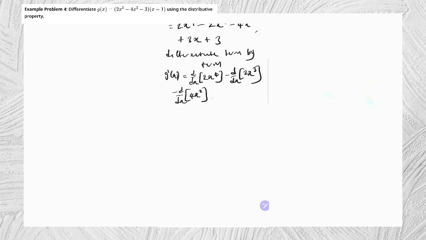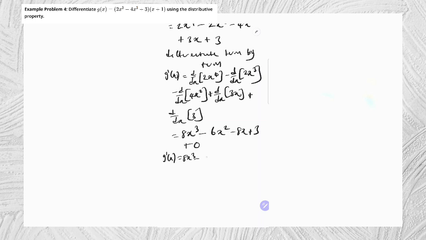Now, when you differentiate 4x squared, you have 2 times 4, 8, and 2 minus 1, 1. That's 8x. And when you differentiate 3x, that will be 3. And when you differentiate 3, that will be 0. And your final answer will be the differentiation of g of x is equal to 8x raised to the power 3 minus 6x squared minus 8x plus 3.